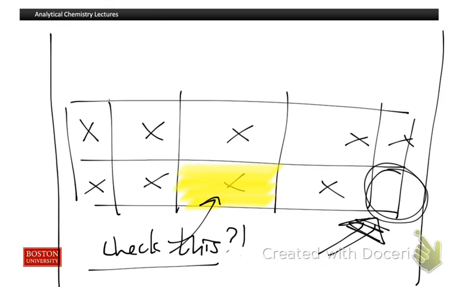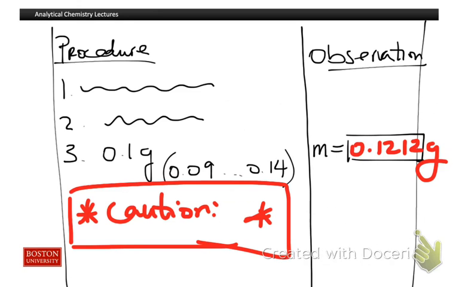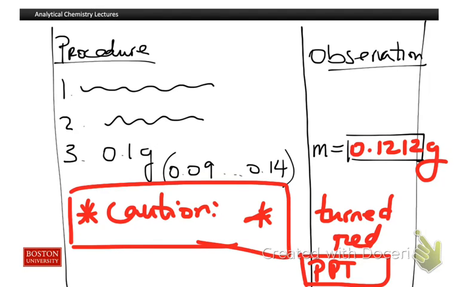Other things that we do when we're in the lab: we have our procedure, and it's important to make sure that we make notes. So maybe something turned red, or maybe some precipitate remained. We can use the observation section to really make sure that we remember what we did when we're ready to leave the lab.